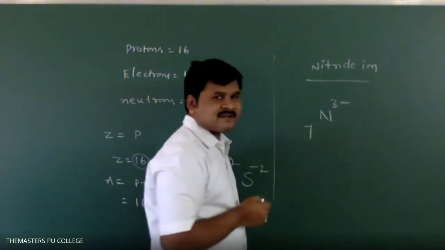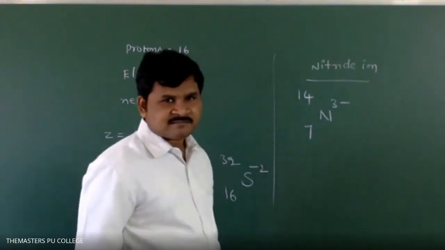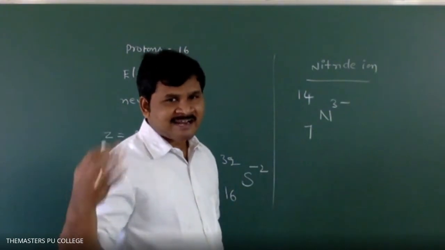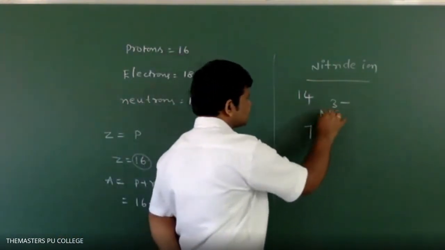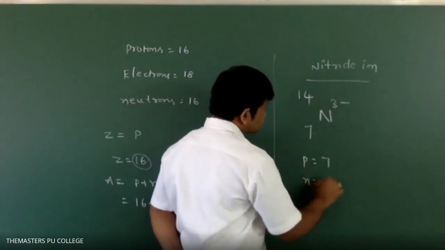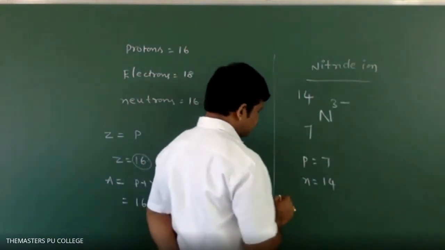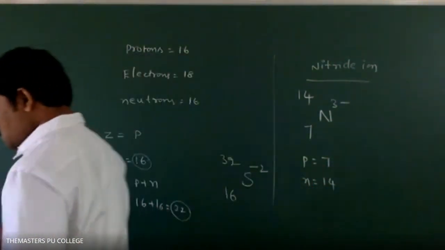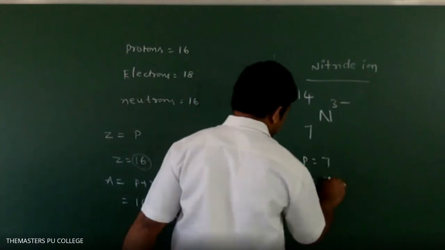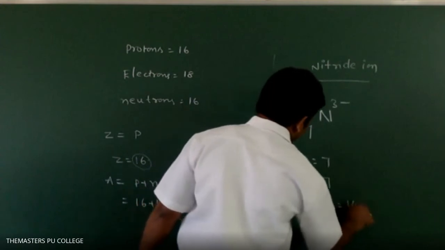Atomic number of nitrogen 7, mass number 14. No change in protons and no change in neutrons, even though it is a cation or anion. So protons 7, neutrons also 7. A is equal to P plus N, that is equal to 14.